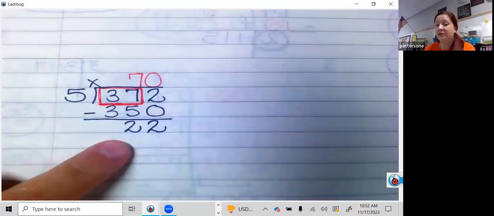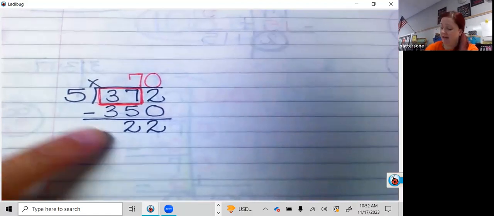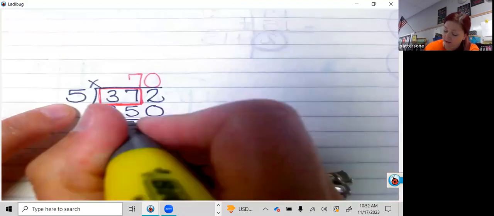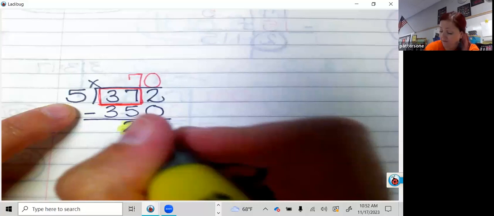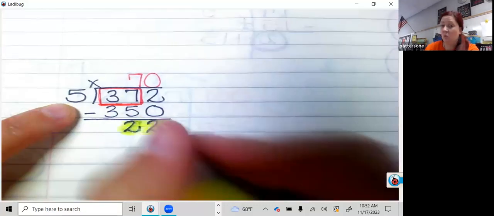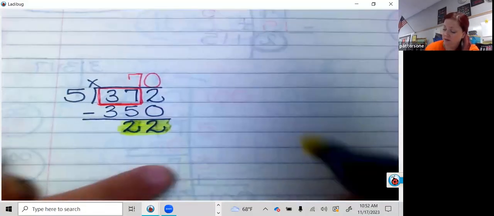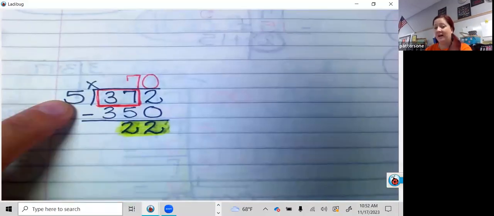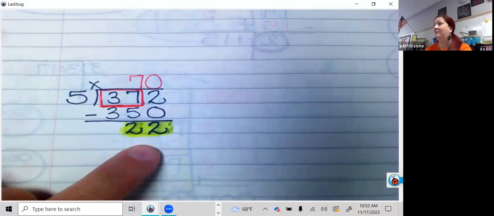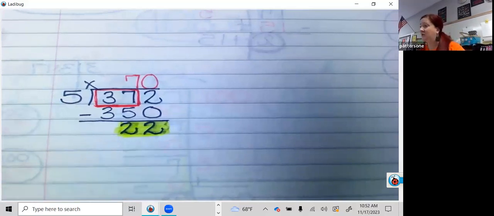Now I have 22 left. And I'm going to say, well, can 5 go into 2? No. Can 5 go into 22? So now I have 22. Again, I've got to see how many 5s I can get out of 22. So I'm going to count by 5s and see how close I can get without going over.